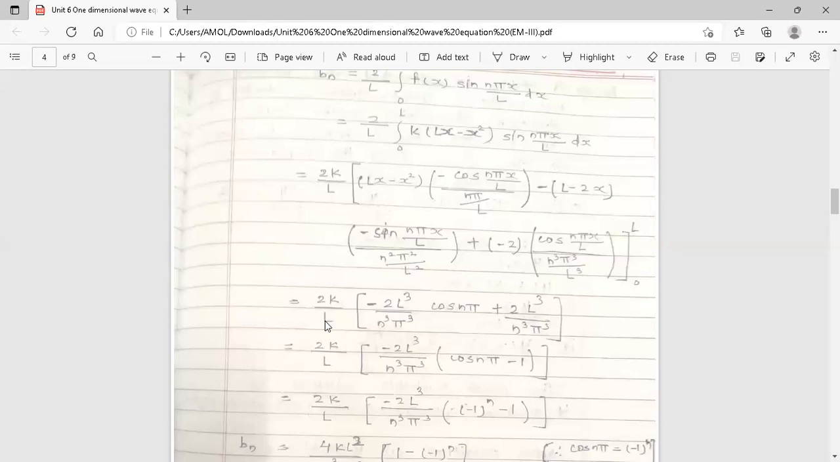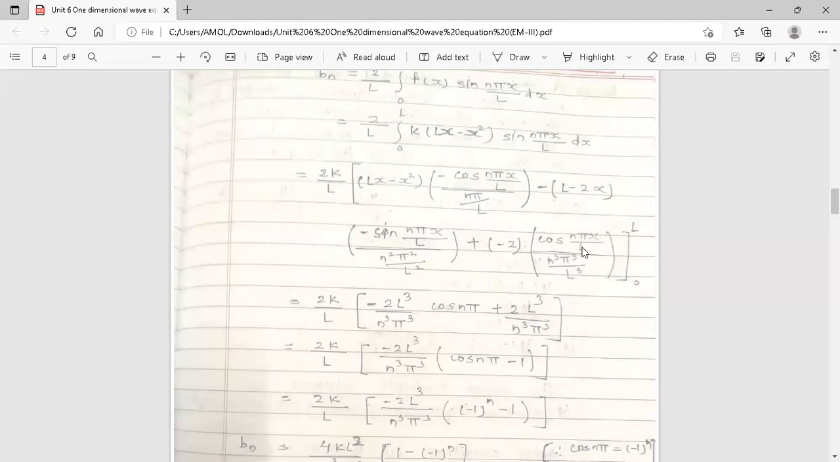2k upon l as it is. Now upper limit is l, so you put x is equal to l. So l into l, l square minus l square get cancelled, so first term is cancelled. Second term, if you put x is equal to l, sine n pi l upon l gets cancelled, sine n pi is 0. So this second term is also 0. Third term is here, minus 2.